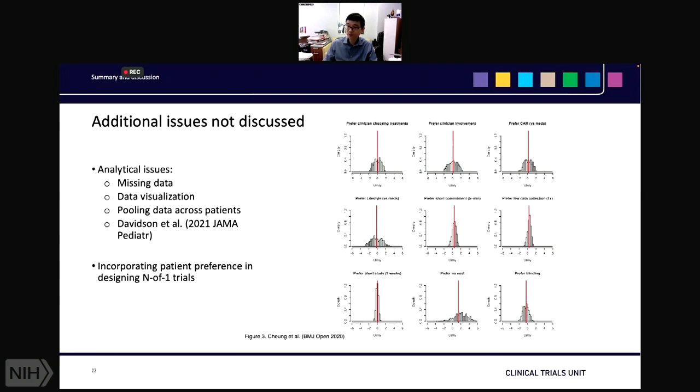And why this is important is that, because it's so intensive in terms of the involvement of the patients and the physicians, we want to design the study so that we have buy-in from patients. That's why incorporating patient preference is very important practically in N-of-1 trials.